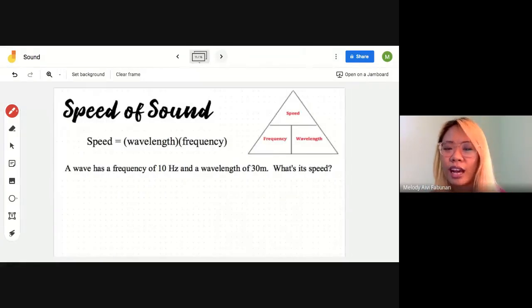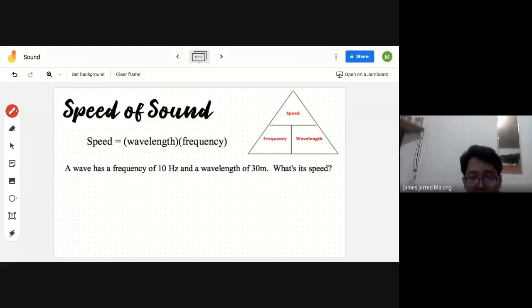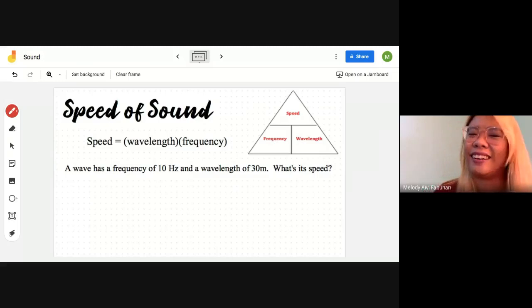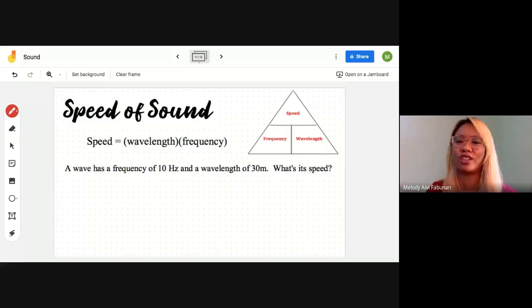Let's continue now to what we call the speed of sound, or for some people, the velocity of sound. Yes, Jared? Before we start. Oh, I left that hand. Okay, so you forgot to lower it down. Let's continue to the velocity or the speed of sound.